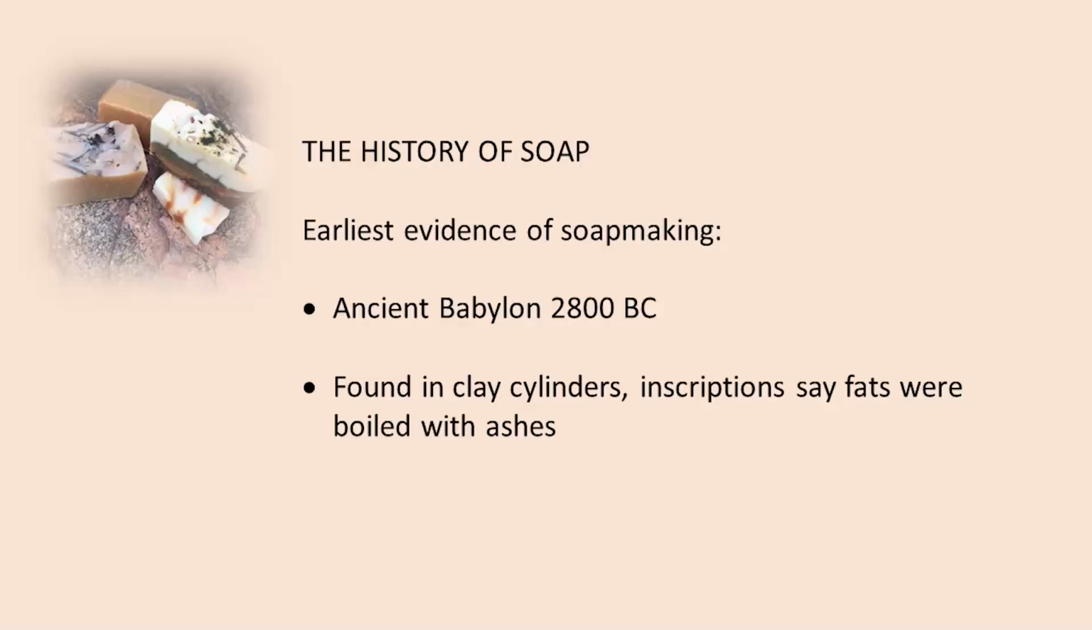Firstly, we will just go briefly into the history of soap. It's quite interesting to see how soap developed through the ages. The earliest evidence of soap making was found in ancient Babylon, 2,800 years before Christ. And they found a soap-like substance in cylinders. And on the cylinder was written that they used oils and ashes to make the soap.